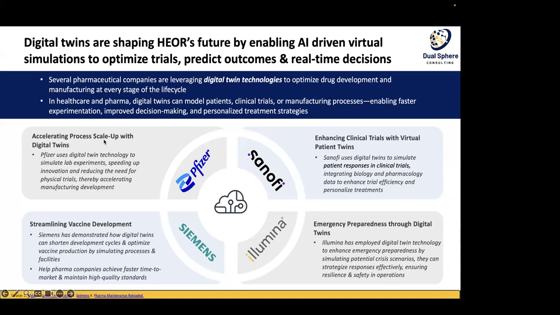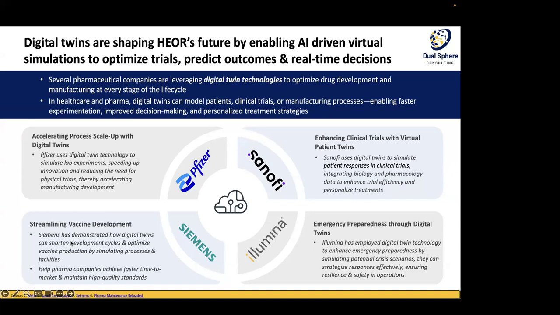Pfizer accelerates process scale-up with digital twins. Pfizer uses digital twin technology to simulate lab experiments, speeding up innovation and reducing the need for physical trials, thereby accelerating manufacturing development. There's something called in silico trials, which are coming up. Sanofi uses digital twins to simulate patient response in clinical trials, integrating biology and pharmacology data to enhance trial efficiency and personalized treatment.